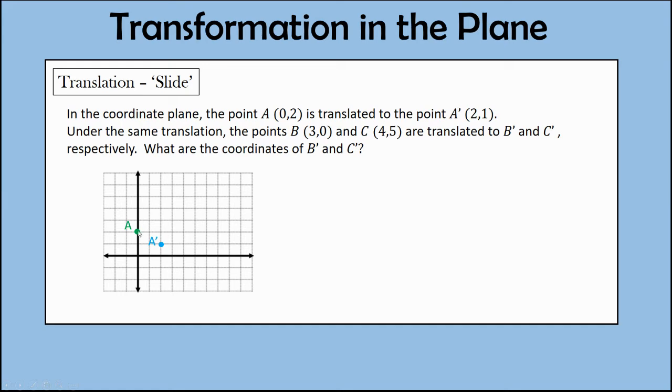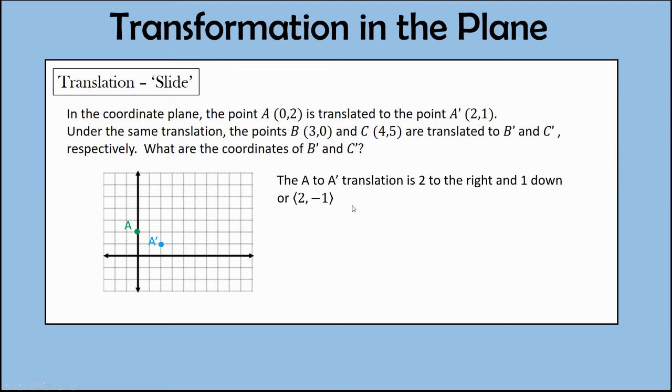All right, now based on this, what was the translation from A to A prime? Well, it's 2 to the right and 1 down. So A to A prime is 2 to the right, 1 down, which, if I put it in vector form, we're going to go 2 to the right, so that's plus 2 to the x, and 1 down, that's minus 1 to the y. So I could write it as a vector like this.